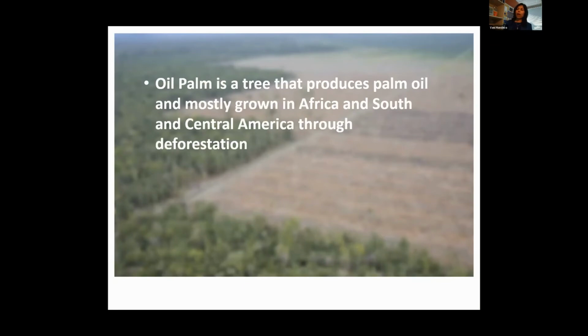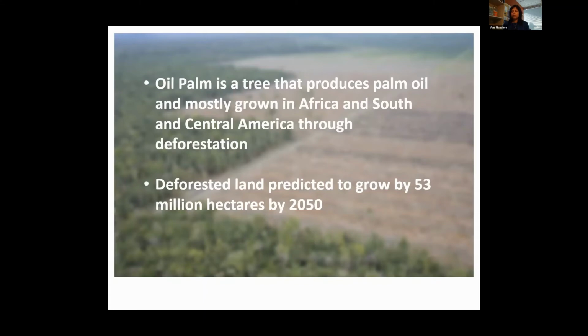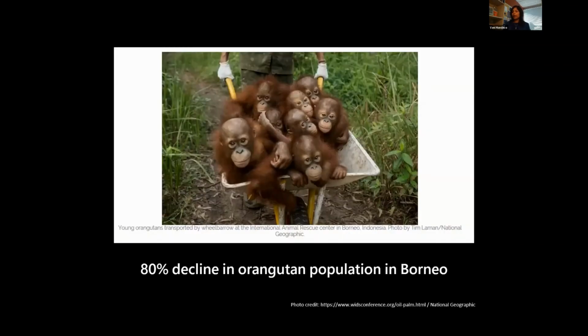To give you a little bit of background, oil palm is a tree that produces palm oil, and it's mostly grown in Africa and South and Central America. Most oil palm plantations are grown through deforestation, and this deforested land is predicted to grow by 53 million hectares by 2050. Obviously, it's a very big eco problem, and there's been an 80% decline, for example, in orangutan population in Borneo alone, because a lot of native primate species live in the forests where this deforestation is happening.